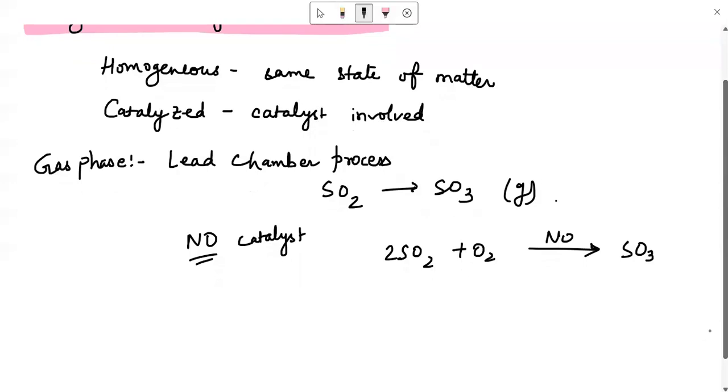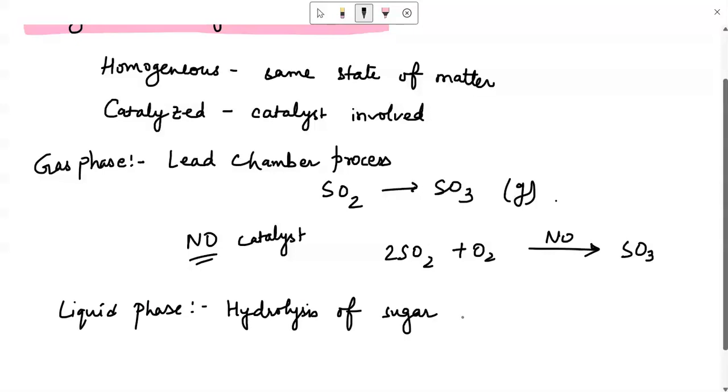Another example, in the liquid phase, is the hydrolysis of sugar in the presence of sulfuric acid, or H2SO4. So this is another example of a homogeneous catalyzed reaction.